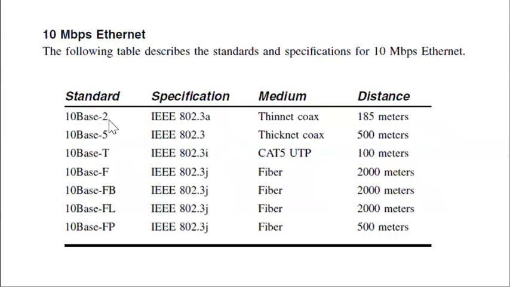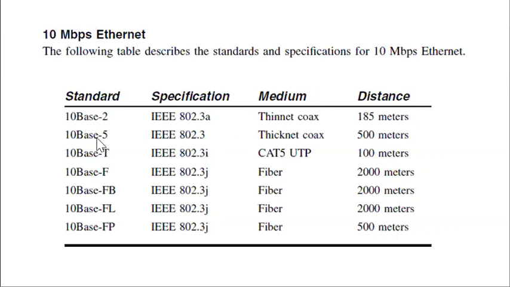So 10 base 2, so 2, we know that the code for 2 is thin net, right? So if it is thin net, and then the signal type is baseband, the speed is 10 Mbps, okay, and then this is specified by IEEE 802.3, okay, and then there are further categories, 802.3a, okay, you see just 3, okay, 3i, 3j, okay, and then for the thin net, the total distance it can travel is 185 meters, okay.